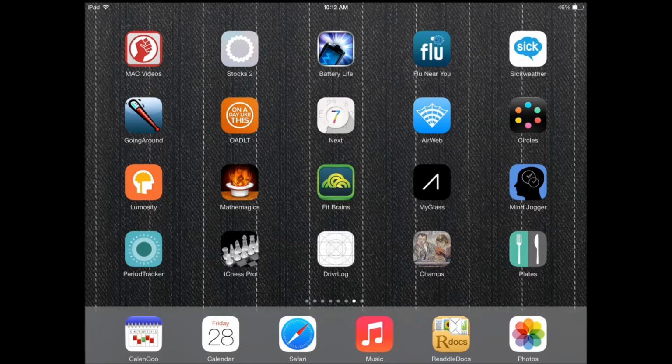Today I'm showing you Plates by Splitwise. It's an application for splitting your bills. If you go with a friend, you can usually take care of that. You don't need a calculator, and you don't need to be sharp to calculate when you're going with a friend.